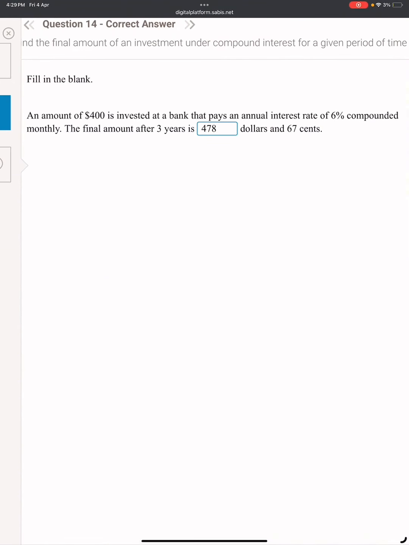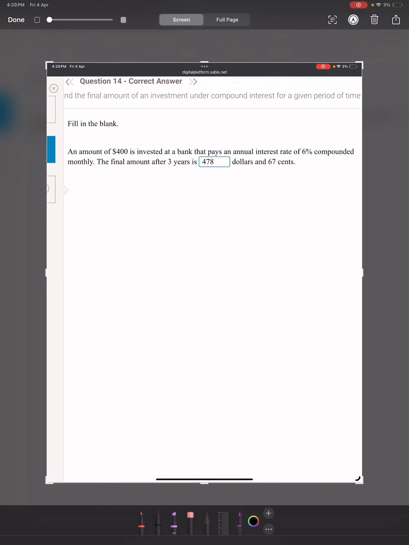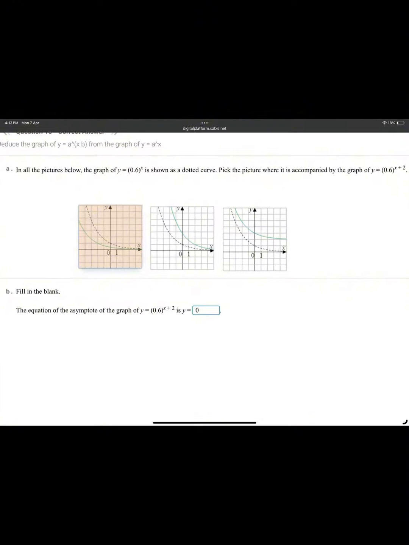Same thing, P final equals P initial times 1 plus r to the power of t. So the amount invested is 400, multiplied by 1 plus the interest rate, which is 0.06, to the power of time, which is 3. You get 478.67. They just want 478, so that's the answer.